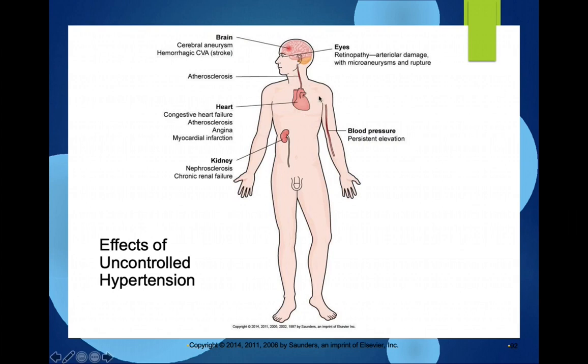When hypertension is uncontrolled, it can affect the brain, causing strokes. It can affect the eyes, retinopathies. It can cause damage to the heart, angina, MIs, congestive heart failure, and can create nephrosclerosis and chronic kidney disease.